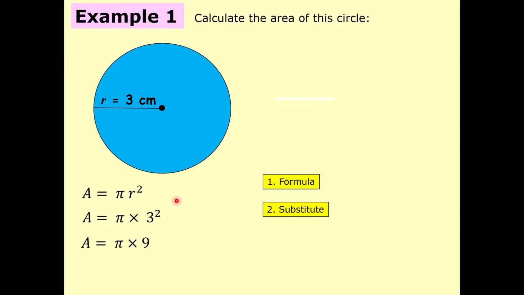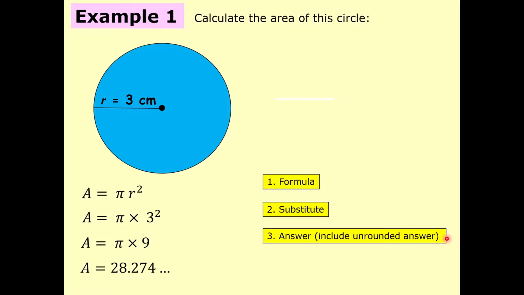Next thing you're going to do is stick that in your calculator and get an answer. And I would like you to include the unrounded answer. By that, I mean, if you were to stick that in your calculator, you would get a big, huge, long number, cut it off about 3 decimal places, and then just write ... just to give the idea that it's going on and you haven't yet rounded it. And then the last step is to round your answer and include your units.